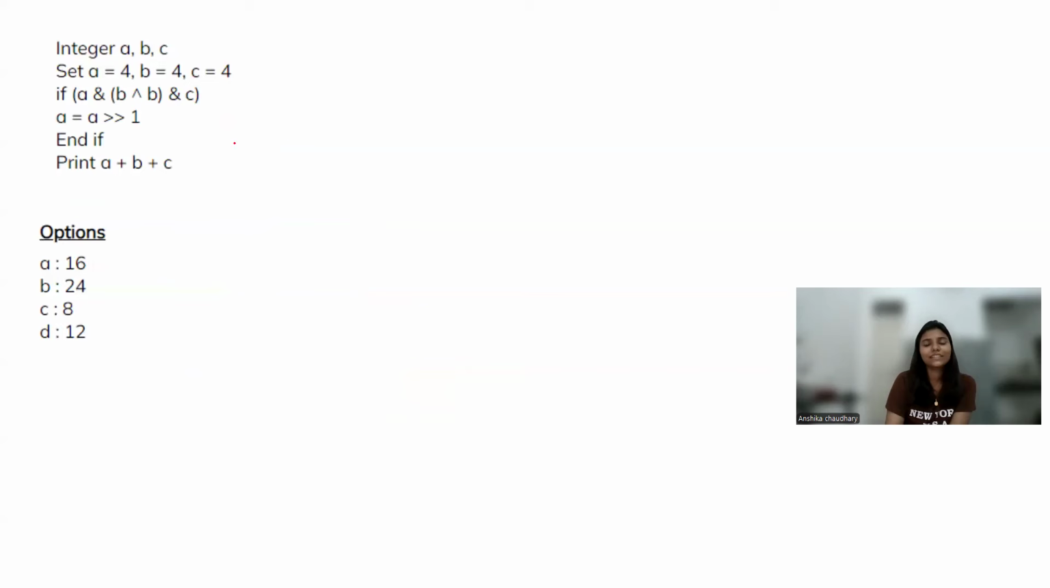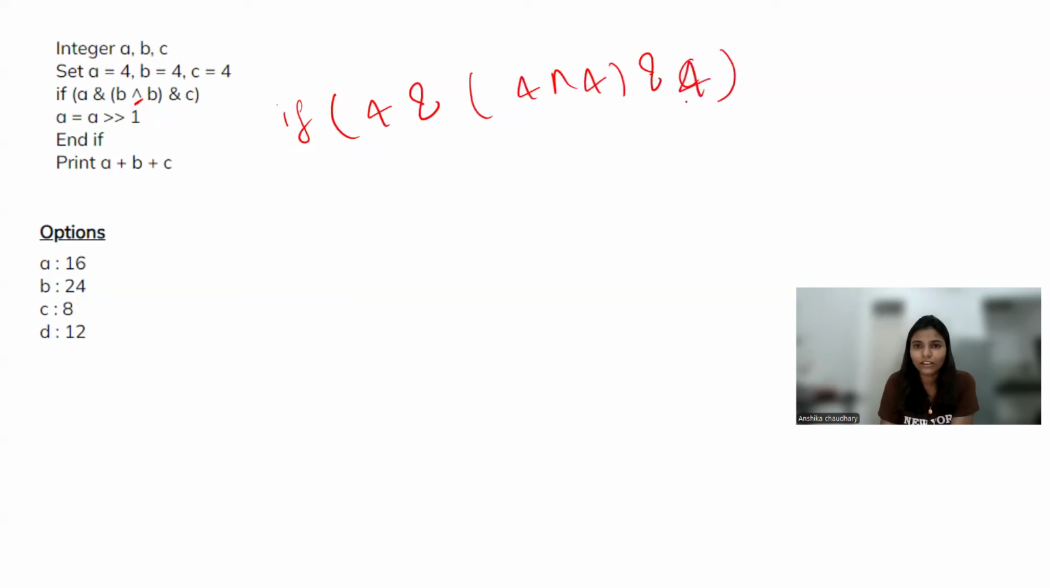Okay, so let's come to the pseudocode. Here we have three integers A, B, C, all having the value 4. There is an if condition. In the if, we have 4 bitwise AND 4 XOR 4, where this ^ is not the power operator, this is the XOR operator, right? So it is 4 AND (4 XOR 4).